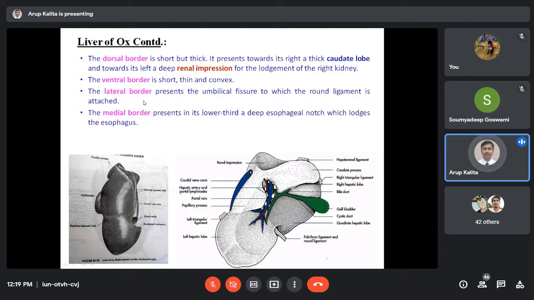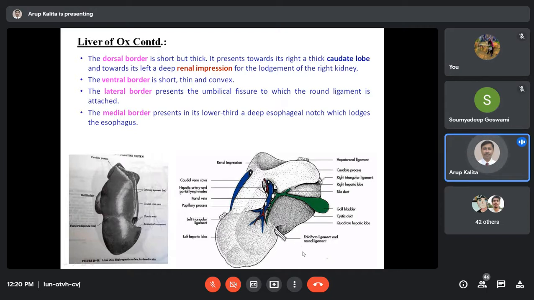The lateral border, this is the lateral border. The lateral border presents the umbilical fissure. Already I told you, here you will get the umbilical fissure, to which the round ligament is attached. This is the falciform ligament, and the round ligament will be attached from here.